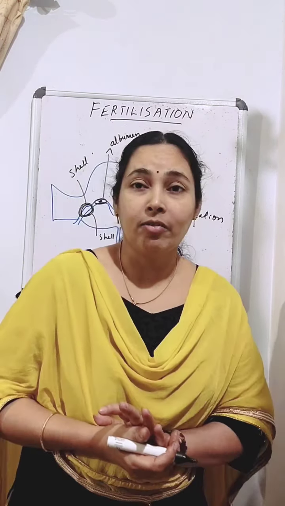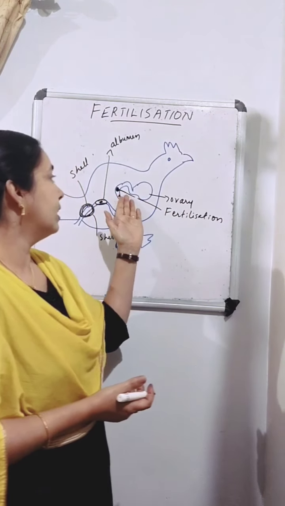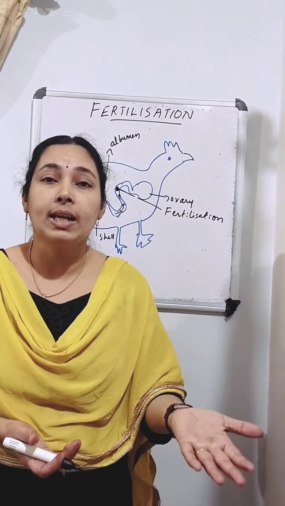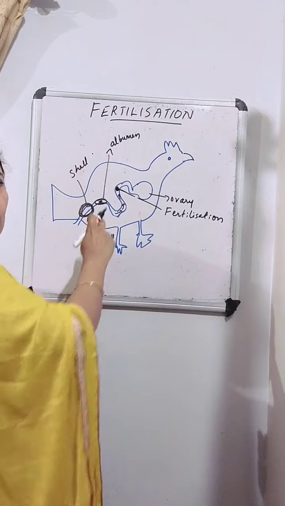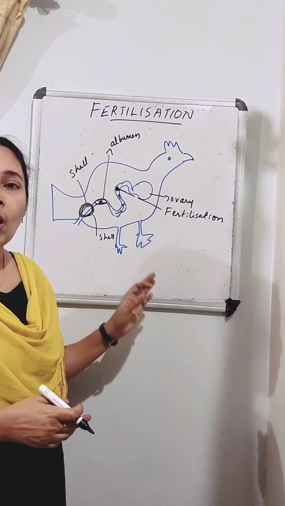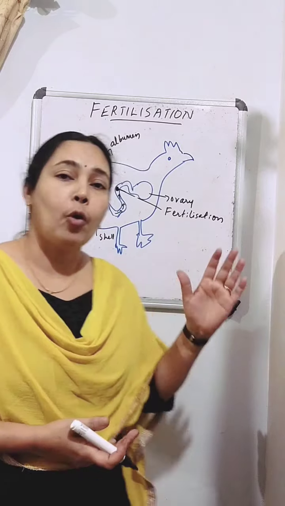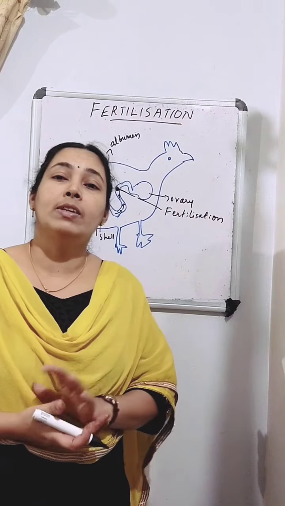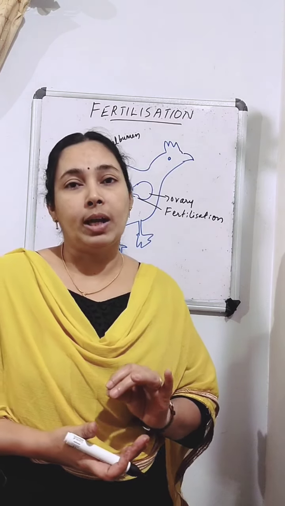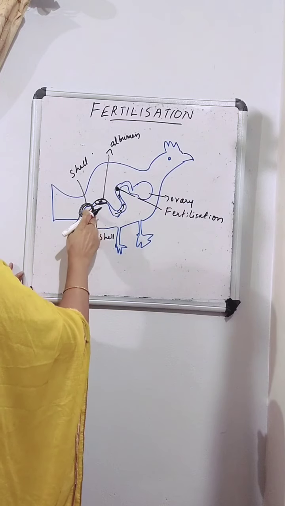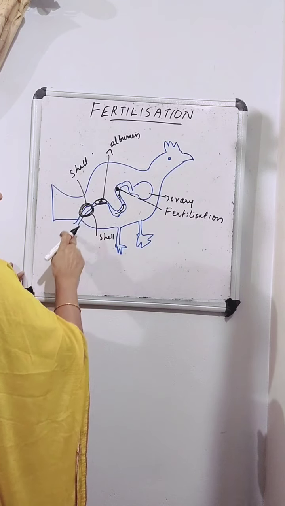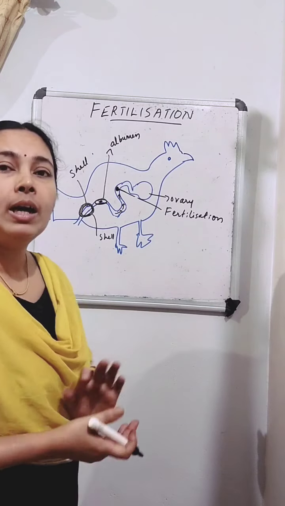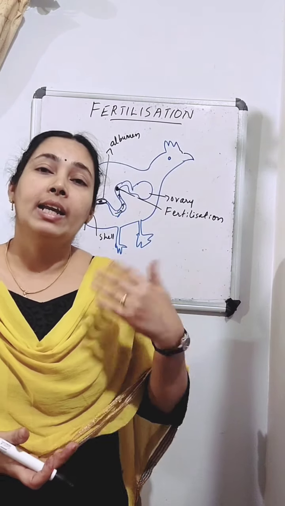Soon after fertilization, the zygote divides repeatedly and it travels down through the oviduct. When it is traveling down, many protective layers are formed around it, and the hard shell that we see in a hen's egg is one such protective layer. So many layers develop around the zygote and then it is laid out. Here we saw the hard shell is developed around the developing embryo. After that, the hen lays the egg.